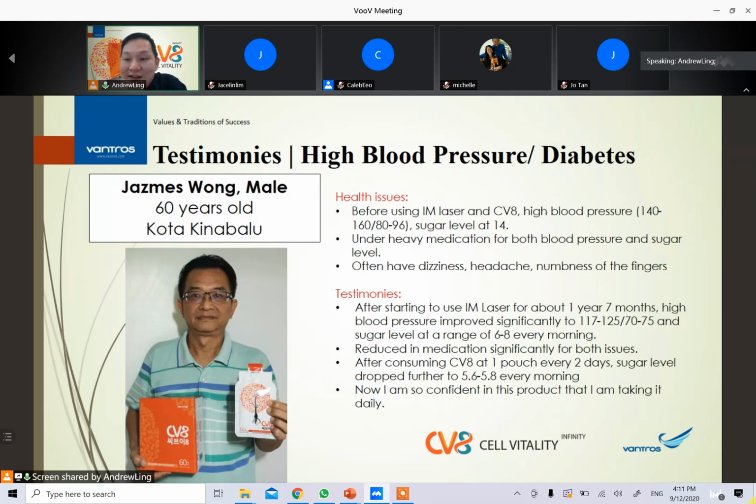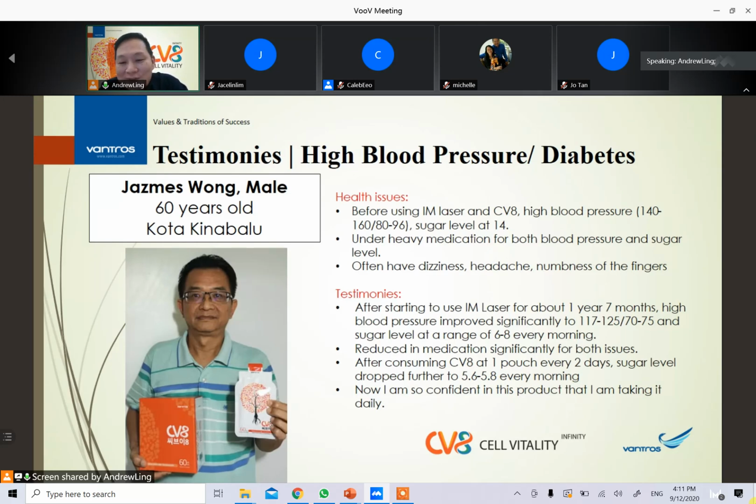Before using this IM laser and CV8, he actually had problems such as high blood pressure, and he is also diabetic. He often felt headache and numbness. Before that, his high blood pressure was around 140 to 160 on the top, and about 80 to 96 below. His sugar level was 14.